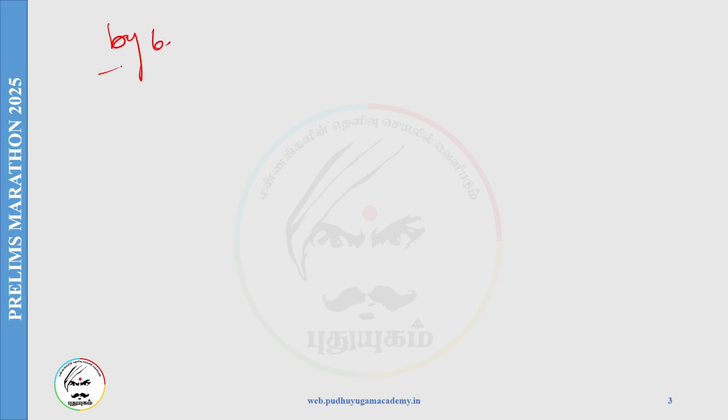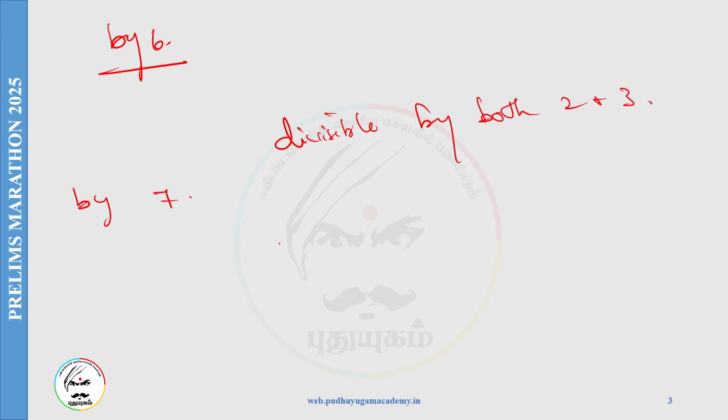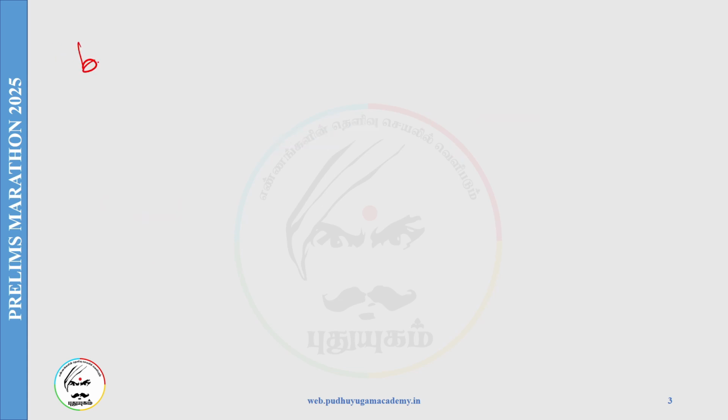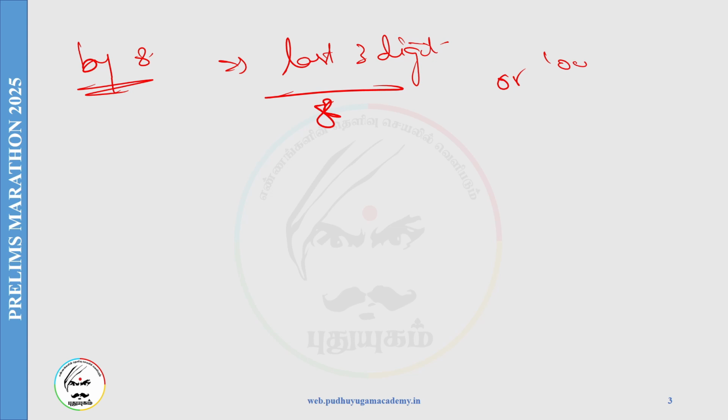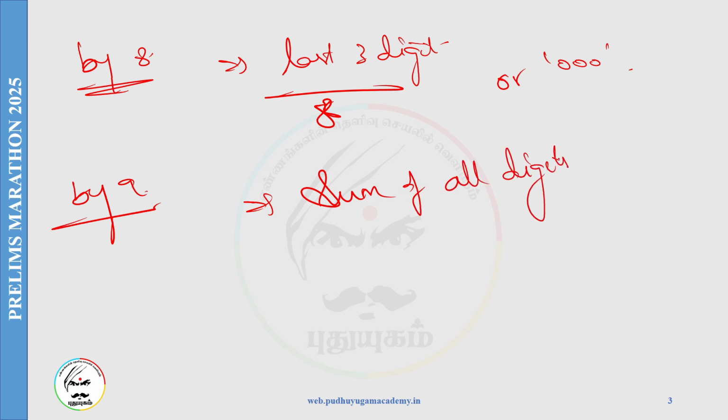And the divisibility rule for 6 is that the given number must be divisible by both 2 and 3, right? For 7, there is some rule, we'll be discussing this later. And for 8, the last 3 digits must be divisible by 8, or the number must end with 3 zeros, right? For 9, it is similar to 3: the sum of all digits must be divisible by 9. Then it is divisible by 9.